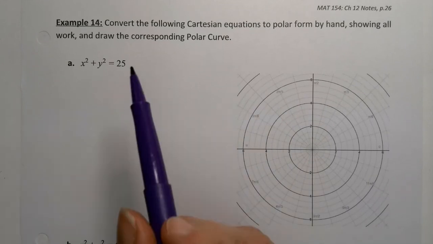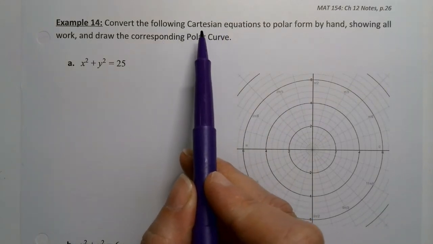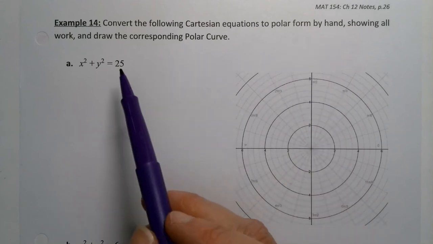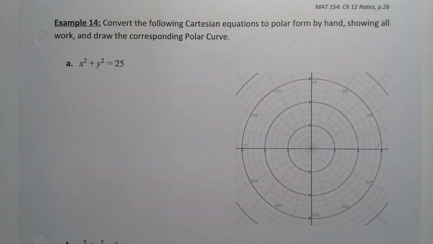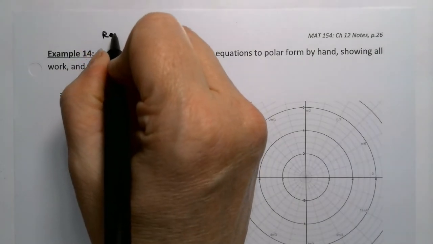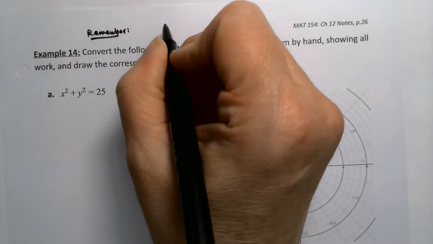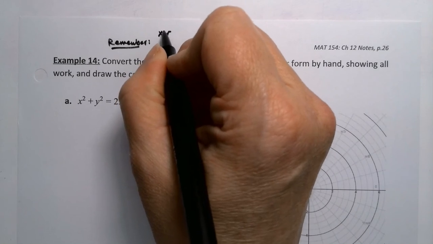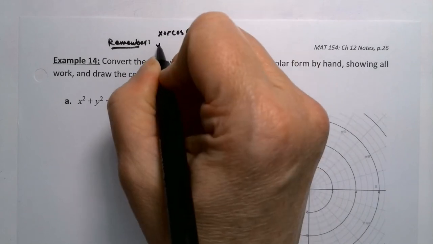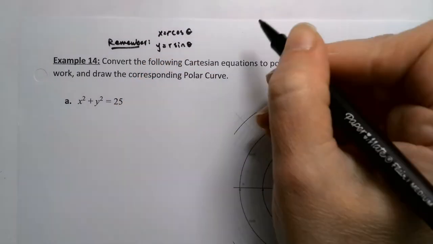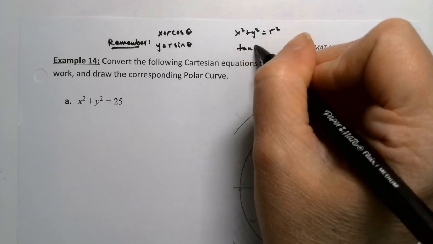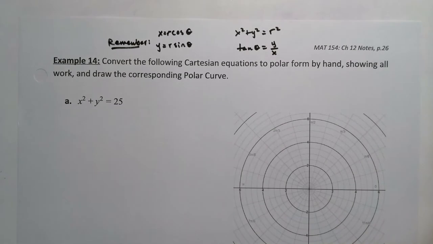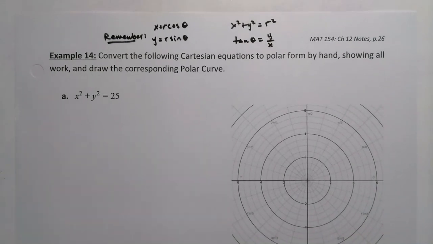In this example, we want to convert the following Cartesian equations, i.e. rectangular, to polar form by hand, showing all work, and draw the corresponding polar curve. All right, so it doesn't hurt to remind ourselves that x is equal to r cosine theta, y is equal to r sine theta, x squared plus y squared is equal to r squared, and the tangent of theta is equal to y divided by x, right, from our previous page. So we can use these pieces right here.